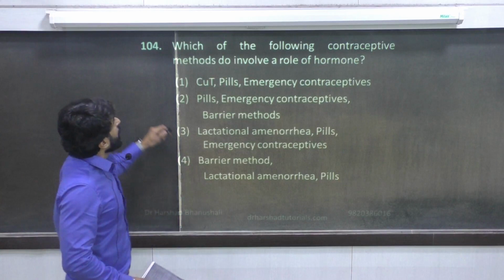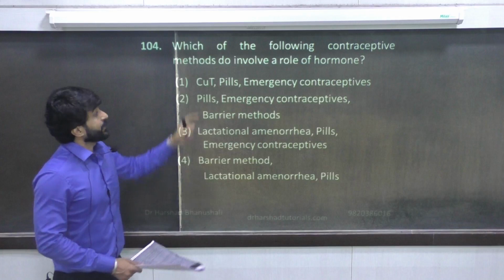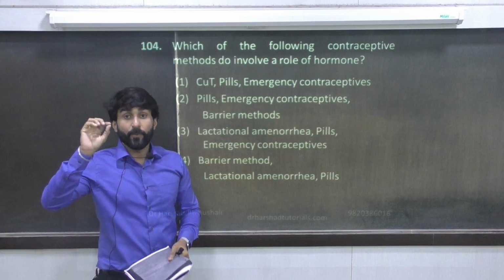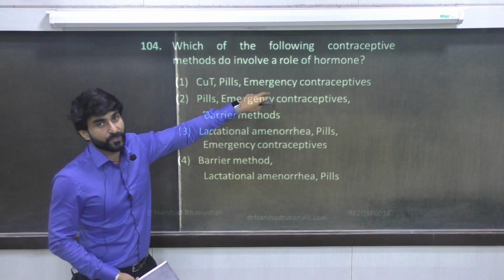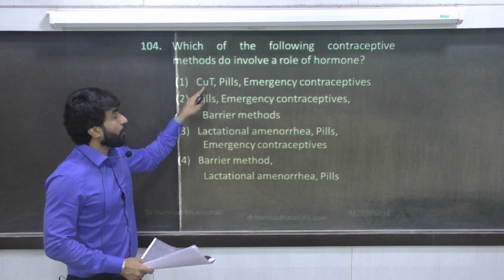Our next question, question number 104. Which of the following contraceptive methods do involve a role of hormone? So we have been told to find out a method where there is some role of hormone which is being played. Now, if you see the first option, it says copper T. So that rules out our first option because copper T involves copper ions, not hormones. So our first option is ruled out.